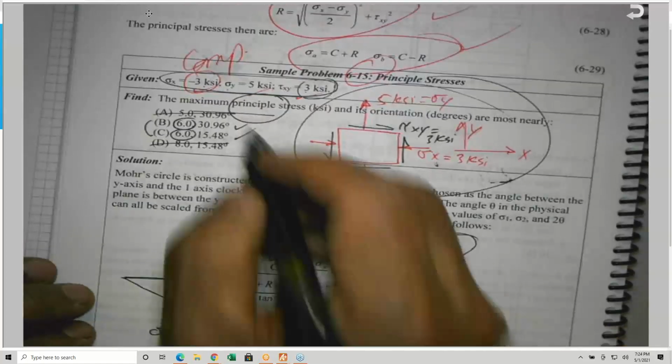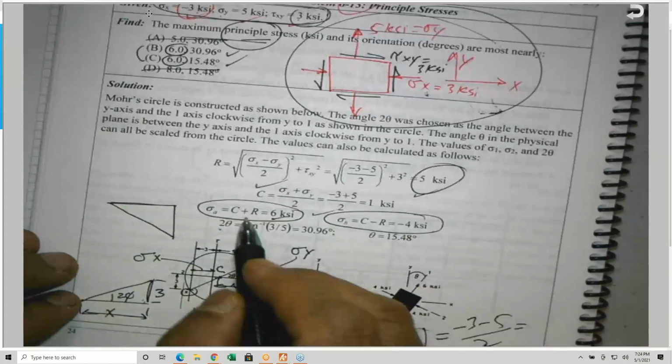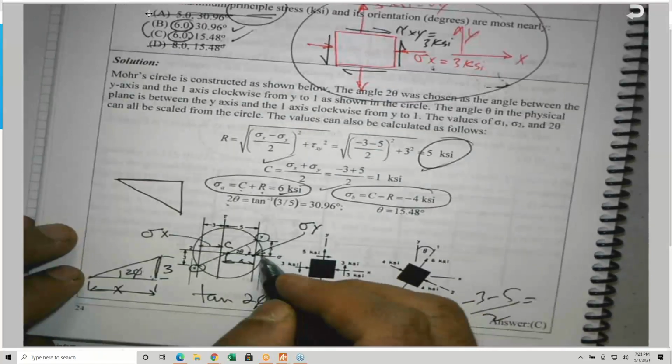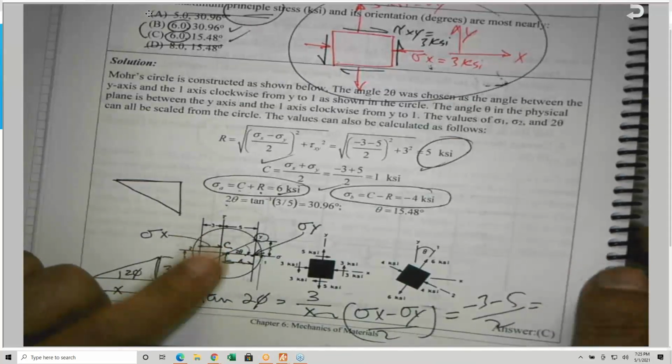So the angle theta can be determined, which is the orientation. The magnitude is very easy to get, the maximum shear stress or the maximum principal stress. In this case, it is C plus R, which is the other end here. So I will look at this to see if there is something wrong, because it does not make sense to me here.